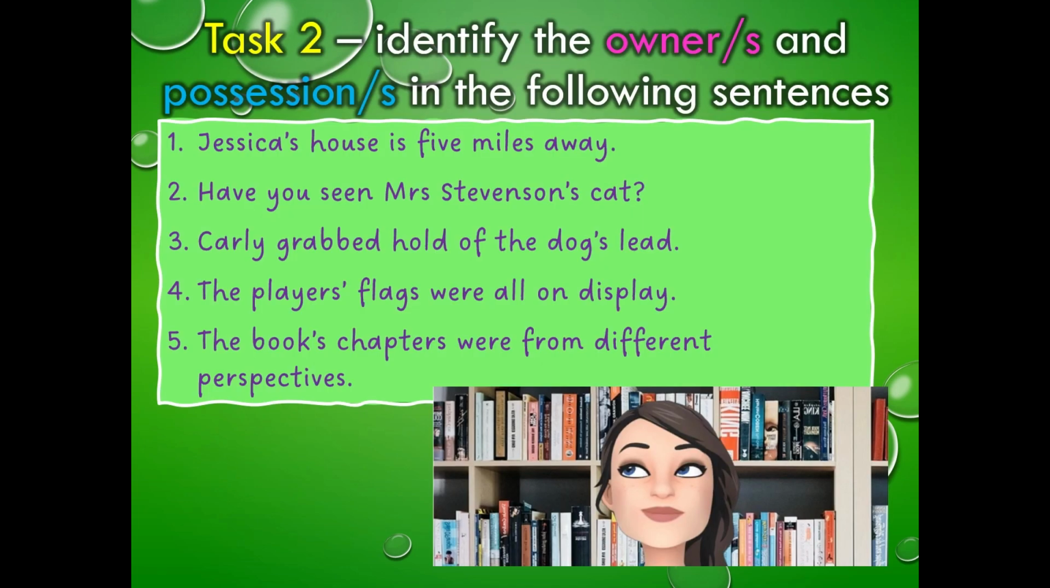Task 2. In order to help you identify where to put an apostrophe, it is useful to be able to spot the owner and the possession in each sentence that you write. So for this task, I would like you to identify the owner or owners and the possession or possessions in the following sentences. Pause this video in order to have a go at this task before I reveal the answers.